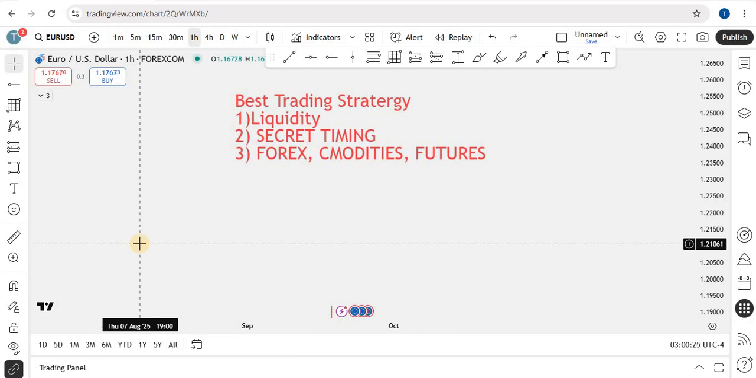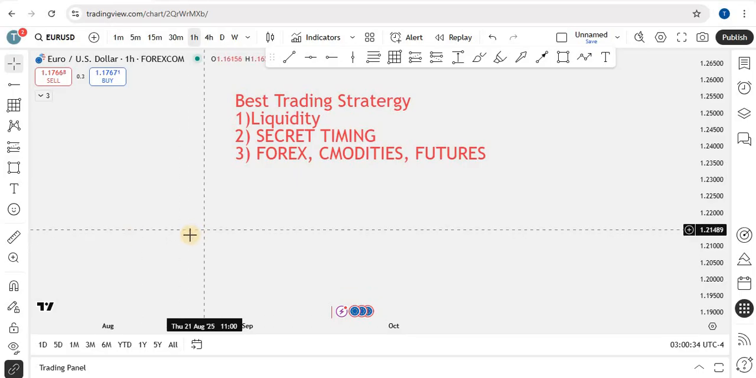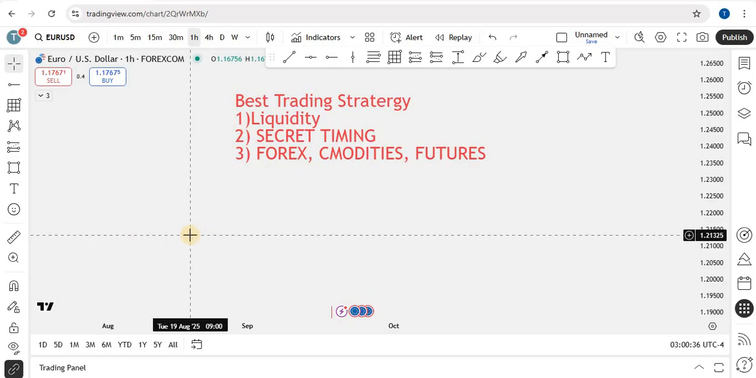So today you will see in this lecture a super simple trading strategy that is based on liquidity. Liquidity doesn't mean that any low and high you mark out, and I will tell you to go for inversion, go for fair value gap. It's a very simple, mechanical, liquidity-based strategy with secret timing, and it will work on all asset classes, either in forex, commodities, futures, everywhere. Very simple. Just stay with me for a few minutes and you will see how it works.